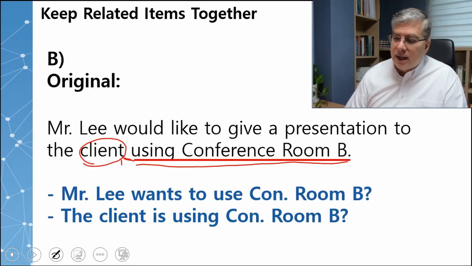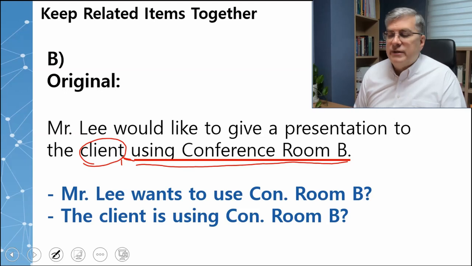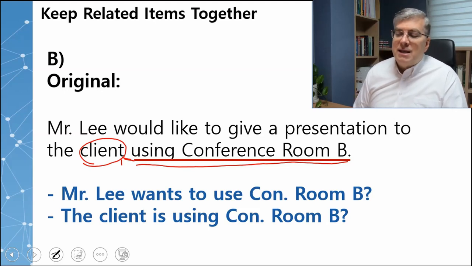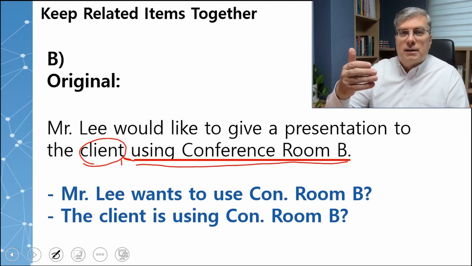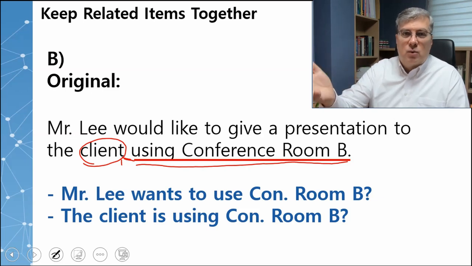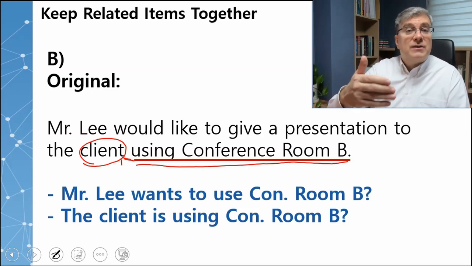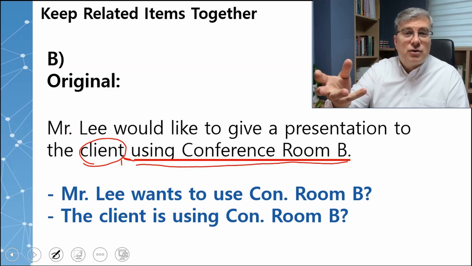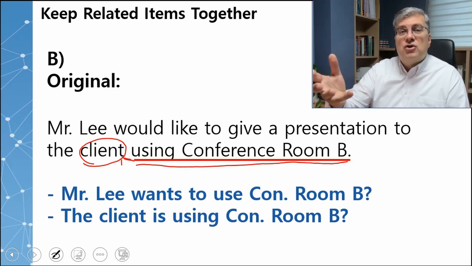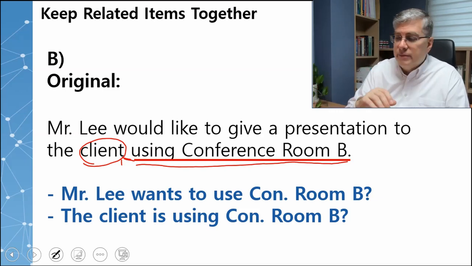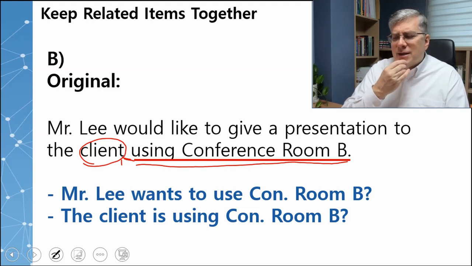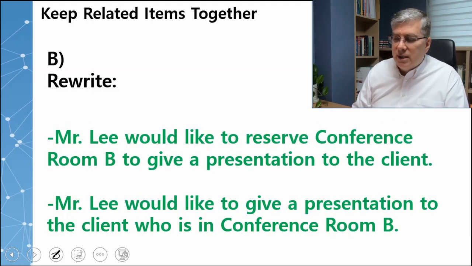The original here, right? Mr. Lee would like to give a presentation to the client using conference room B. Probably the email is about reserving the room. So it could be an email sent to the office administrator or the secretary who is in charge of reserving the conference rooms. So it's a little bit odd. You know, is a client using conference room B? What's going on, right? So this is much clearer this way.